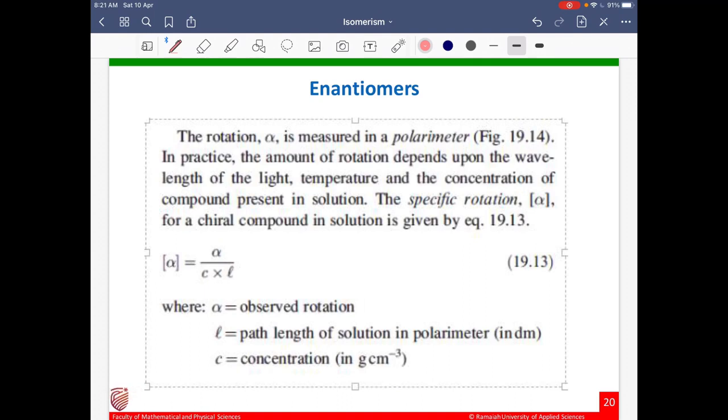The rotation alpha is measured in the polarimeter. In practice, the amount of rotation depends upon the wavelength of the light, temperature, and concentration of the compound present in solution. The specific rotation [alpha] for a chiral compound in solution is given using this equation. [alpha] equals alpha, the angle that we measured in the polarimeter, divided by c, the concentration in grams per centimeter cube, and l, the path length of the solution in the polarimeter, which should be in decimeters.